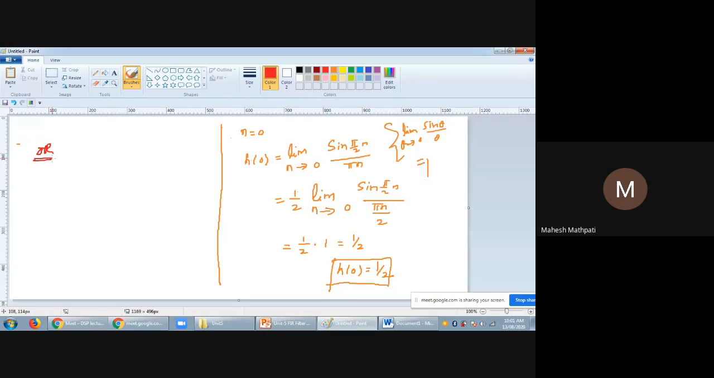और कैसे सॉल्व कर सकते हैं? Substitute n equals to 0 in equation 1. इक्वेशन 1 क्या लिखे आप लोगों ने यहाँ पे? What is equation 1?